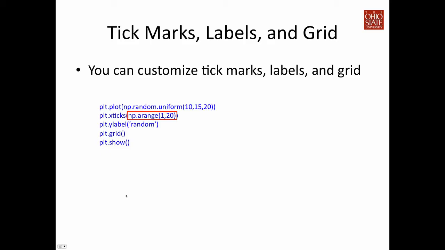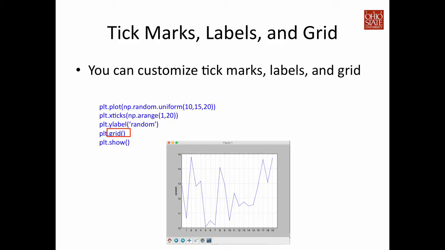You can customize the label, tick marks, and grid, etc. In this example, I'm plotting 20 random numbers between the range of 10 and 15. I create 20 tick marks for the x-axis from 1 to 20. And I set the y-axis label as random. I also want to overlay a grid structure on top of my line chart to make it easier to see the scale. And when I call the show method, this is the result.